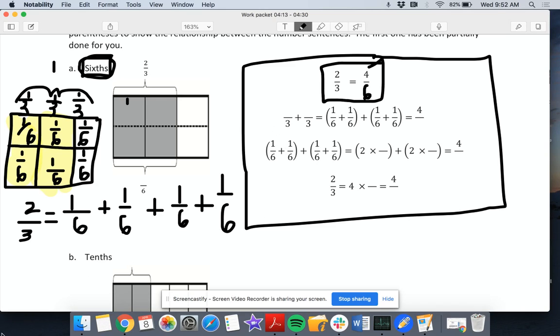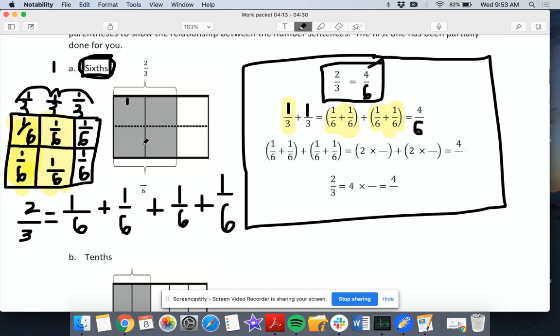Let's break this down further. What could 1/3 equal? If we're just looking at this, and we know that this box is 1/3, we could say that 1/3 is equal to 1/6 plus 1/6. And that's what they got right here. 1/3 is essentially just equal to 1/6 plus 1/6. And that still equals 4/6.